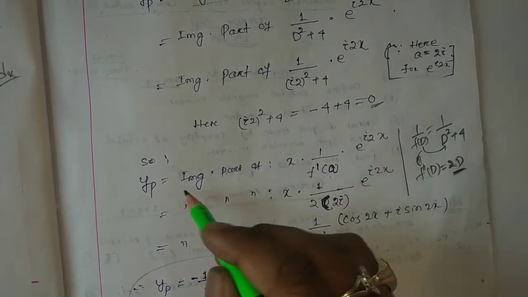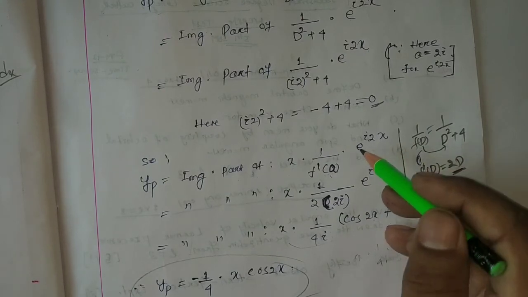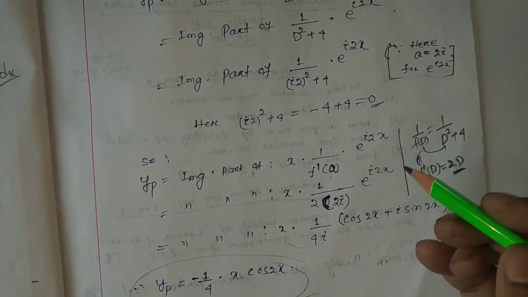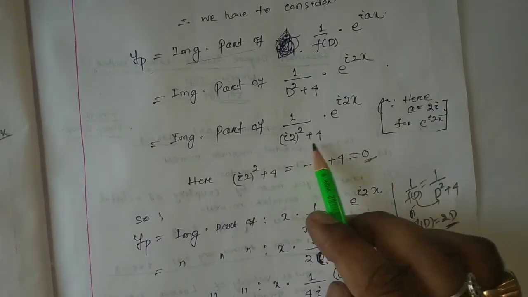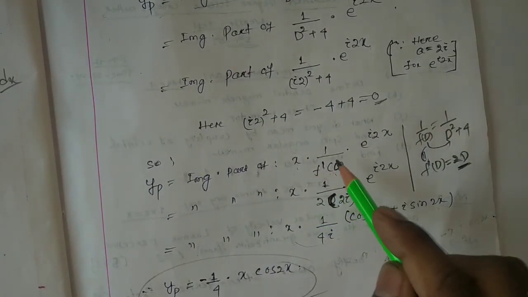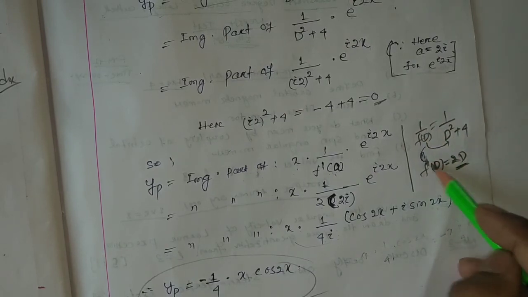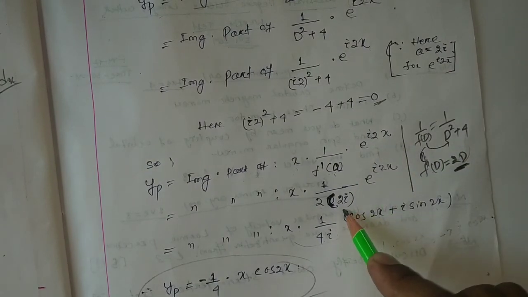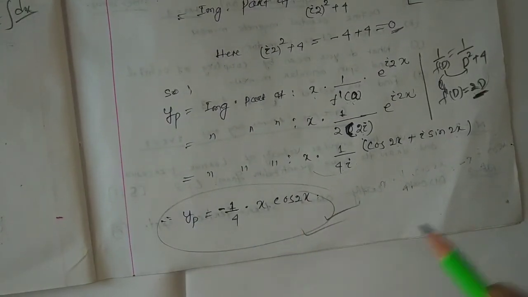That means we are considering the imaginary part of this one, and we consider the formula for e to the power ax by f of d, where f of a equals 0. If this is 0, then x is going to be multiplied by 1 by f dash a, that means f dash d is 2d. And instead of d, we can put 2i, so 2 into 2i e to the power i2x. So the imaginary part will be this one.